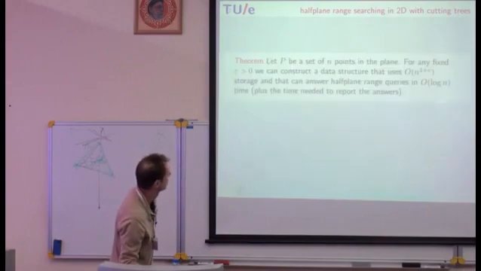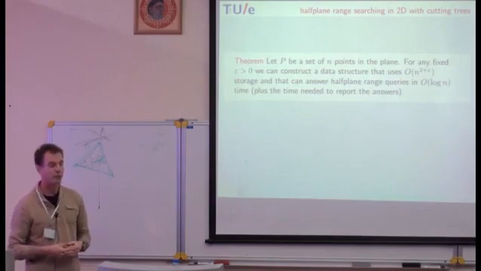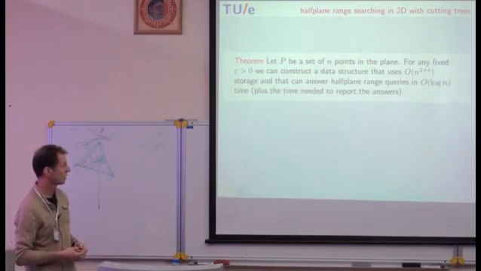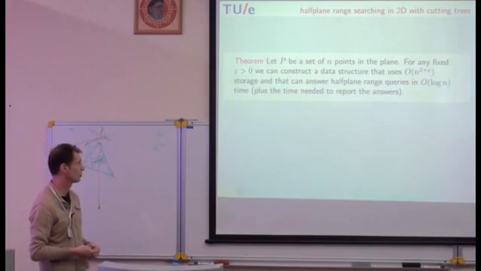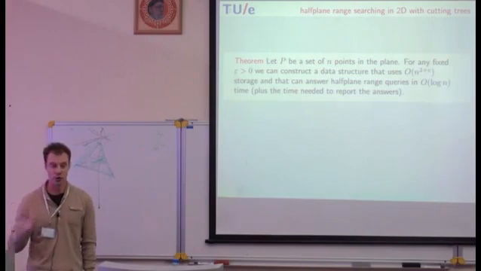So here's the summary. For any epsilon, you can get a data structure that uses n to the 2 plus epsilon storage, and now the query time is only log n.